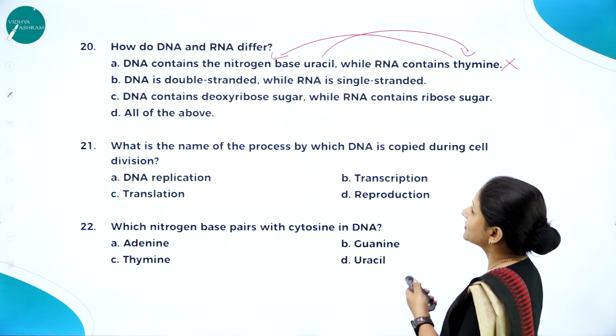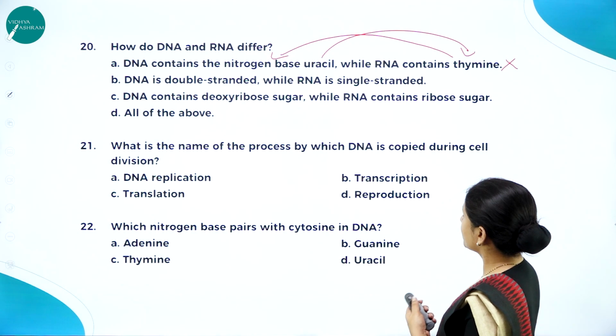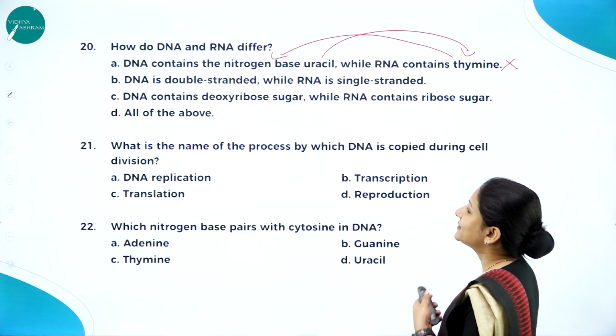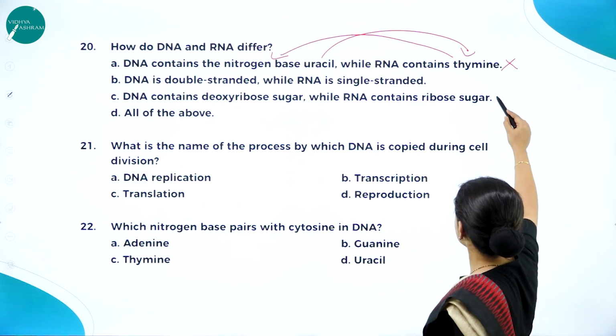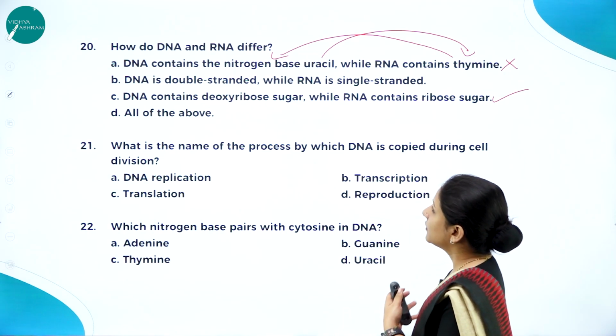Next one, DNA is double-stranded while RNA is single-stranded. DNA contains deoxyribose sugar while RNA contains ribose sugar. All of the above. So we can say DNA contains deoxyribose sugar while RNA contains ribose sugar. So that is the right answer for this.